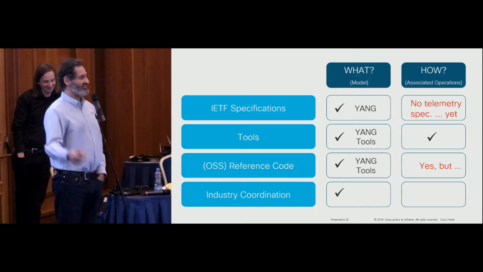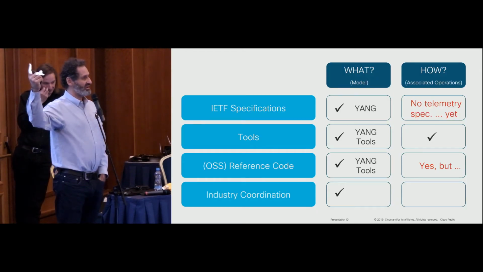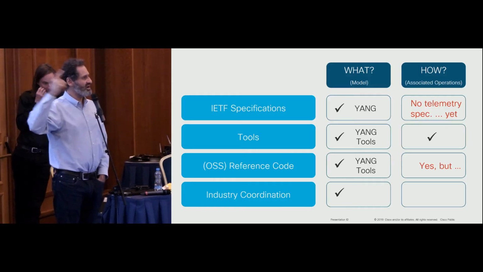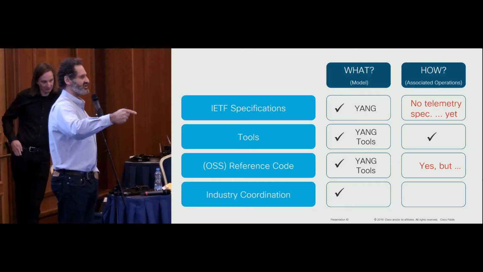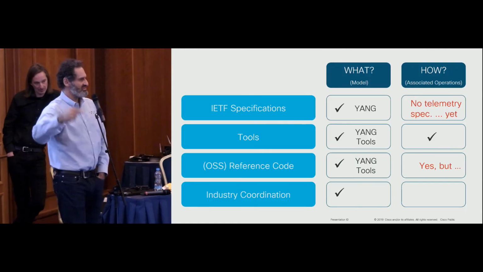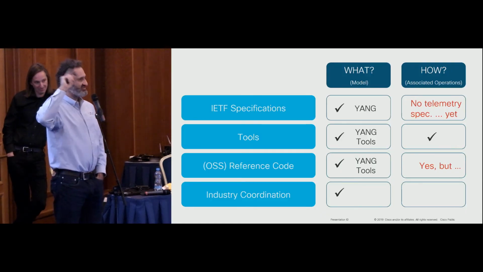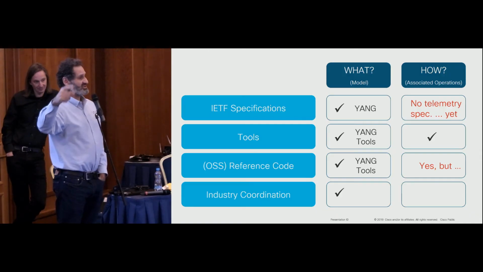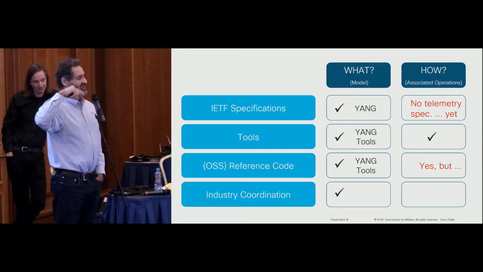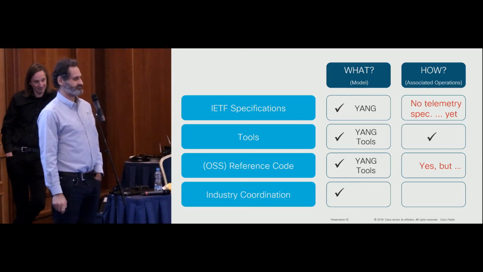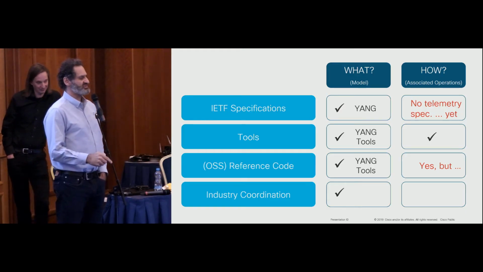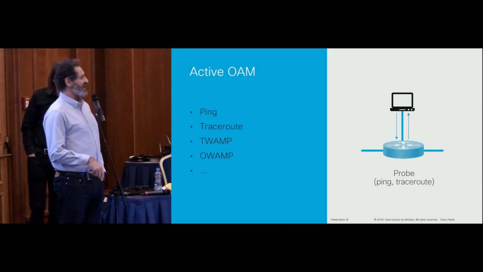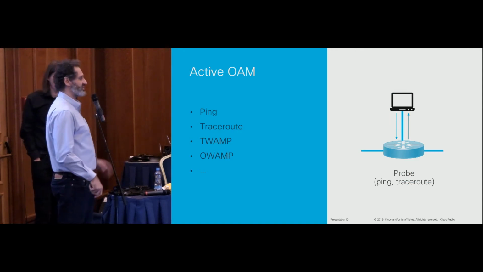Right. However, we've got some tools there, and we've got some code. How come? Because the tools and the code that are in there are not based on the IETF specification that we don't have yet. They are based on something else. Does it matter? Maybe not. My point is that we need all of them. All right? So now let's move into active OAM with Frank.